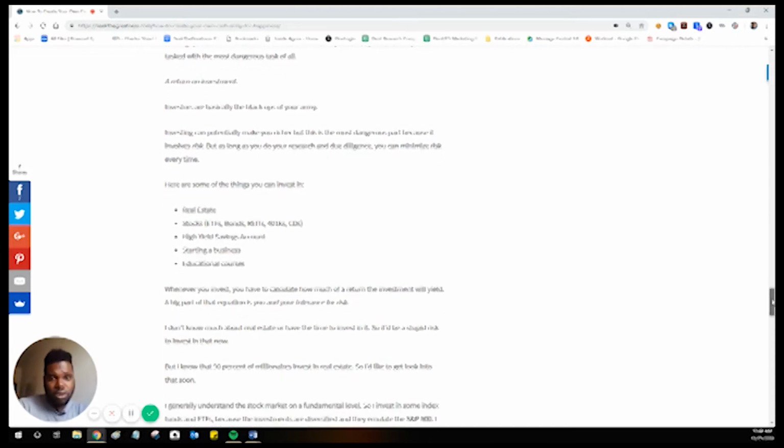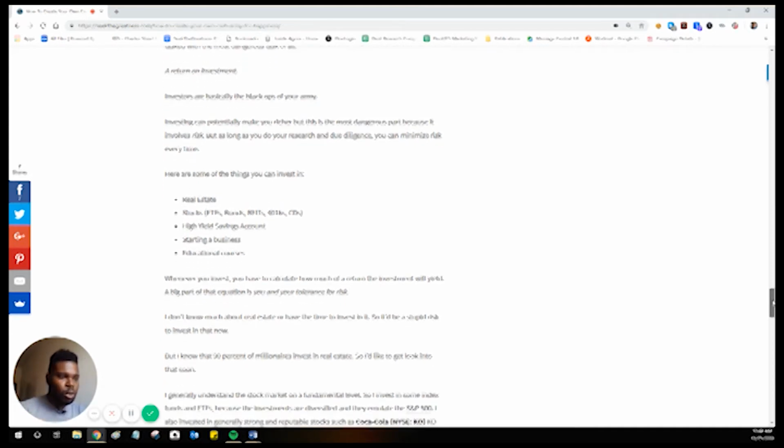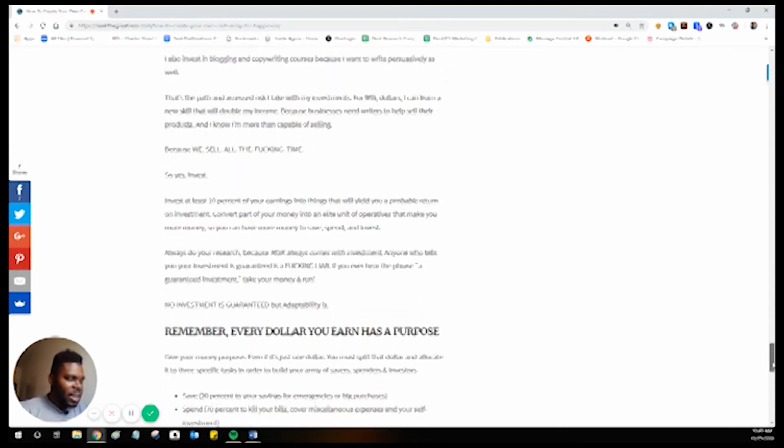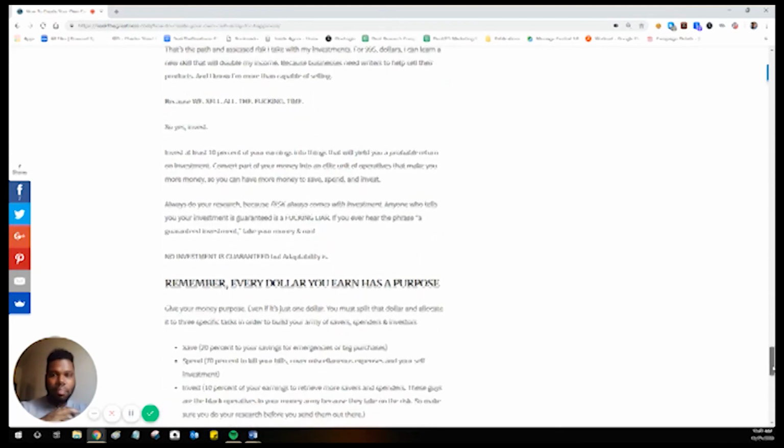And then also starting investing in the business, that's what I'm trying to do with SeekTheGreatness.com as a self-investment coach. And then you can also invest in educational courses. So whenever you invest, right, you have to calculate how much the return will yield. And a big part of that equation is your tolerance for risk. So yeah, that was the point of this video, this blog breakdown.